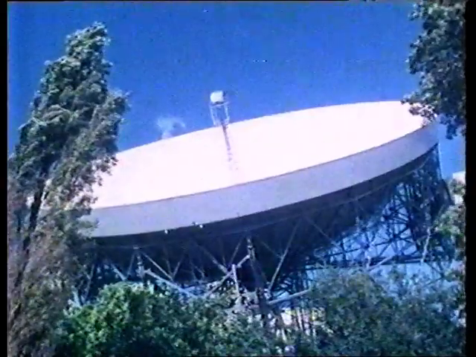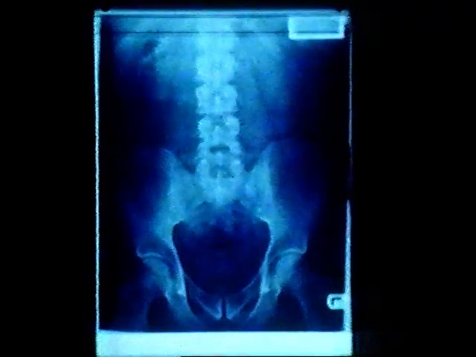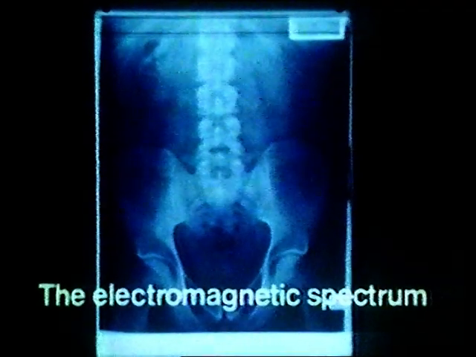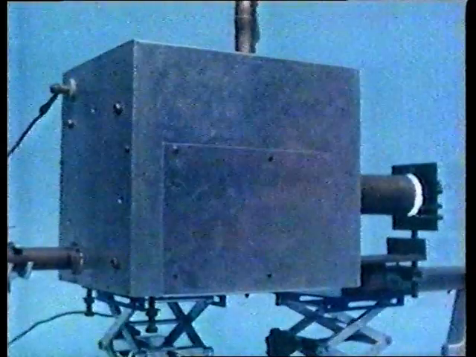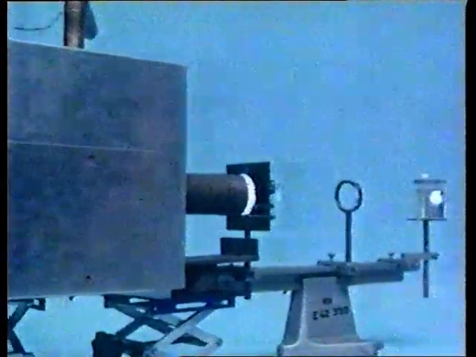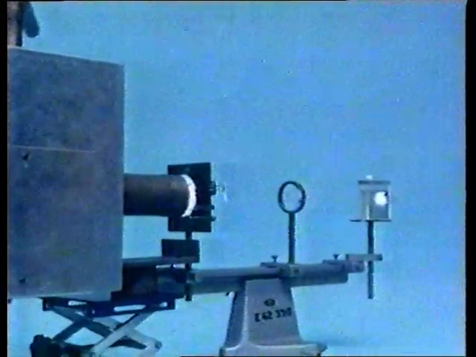In this film, we're going to look at different kinds of electromagnetic radiation and see some of their uses. We shall look at parts of the electromagnetic spectrum. Here's a light source. It's actually a xenon discharge lamp. We're going to use it to produce a spectrum.